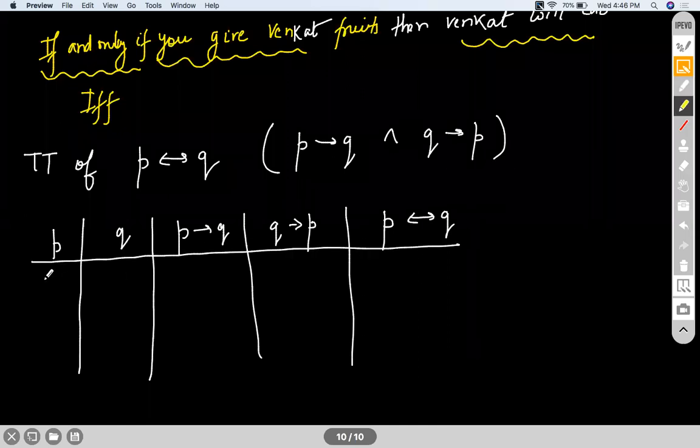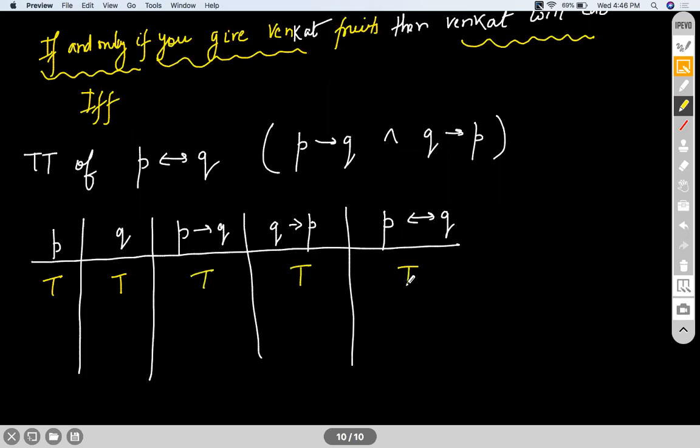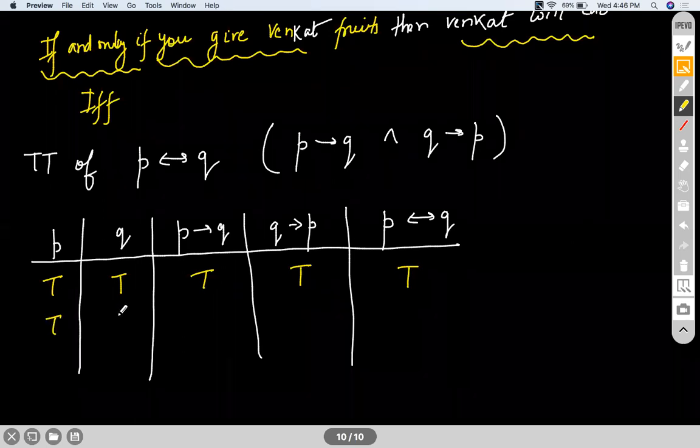Let's do this. True. What is this? True. For if and only if to be true, don't both have to be true or both have to be false? Right, we'll come to that, Dheeraj. That's what we're going to discuss now.